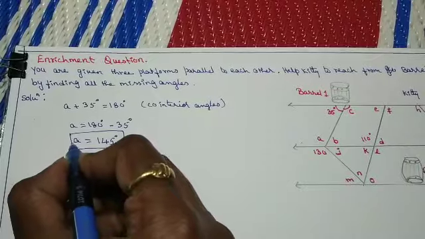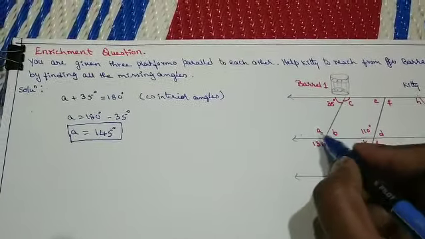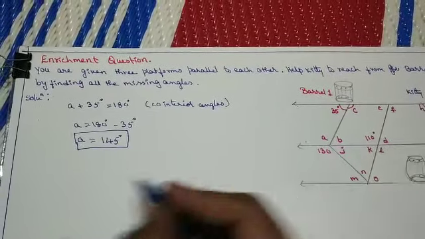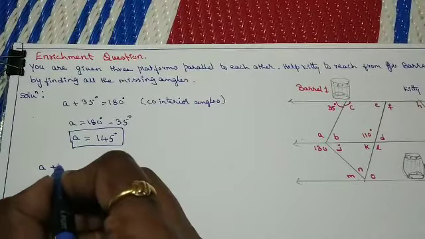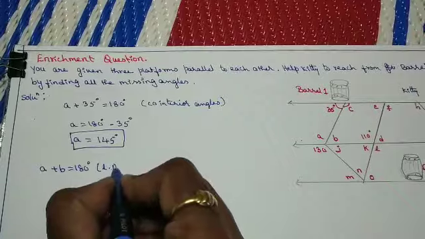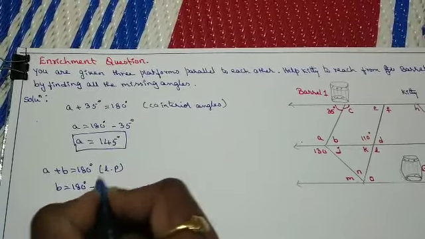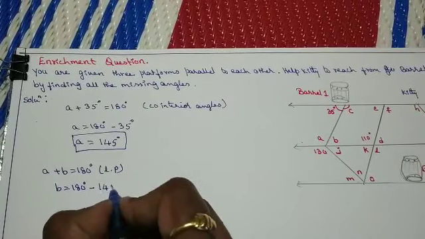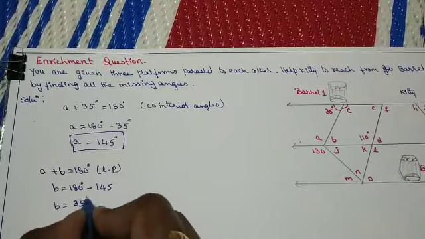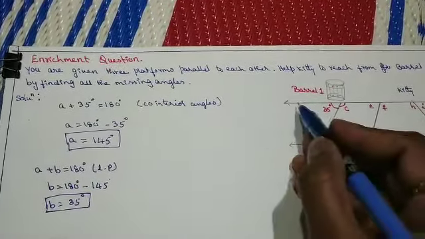Now check with B. A and B stand on the same line with the same vertex, so I can apply the linear pair concept. So A plus B equal to 180 degree. Reason: linear pair. Then B equal to 180 minus A. A value is 145, then the B value equal to 35 degree. Or you can apply another concept, alternate interior angles, that is Z shape.